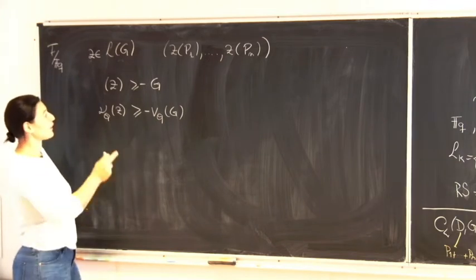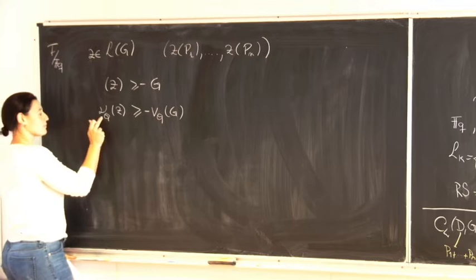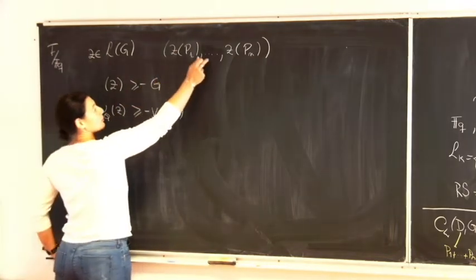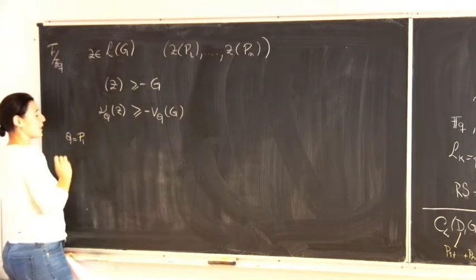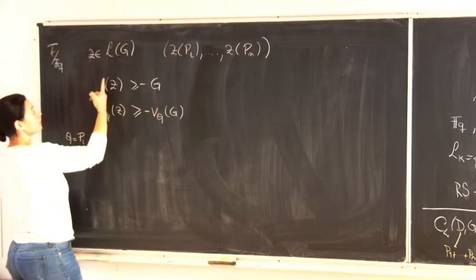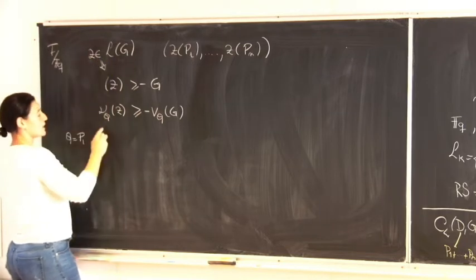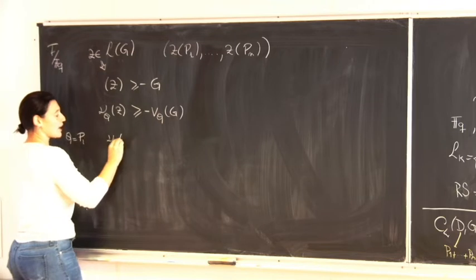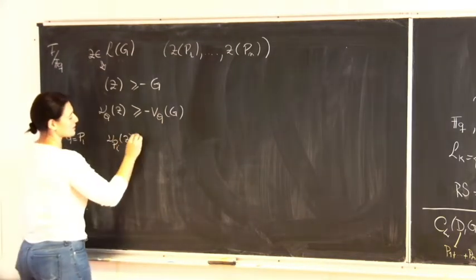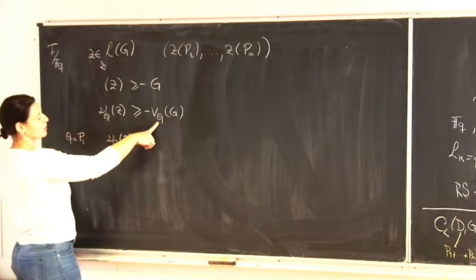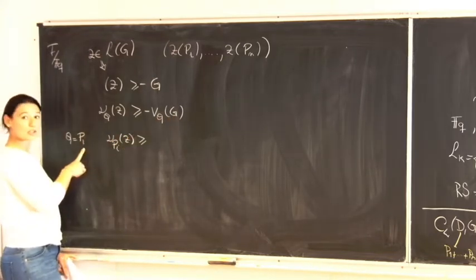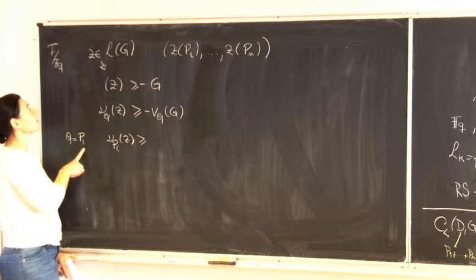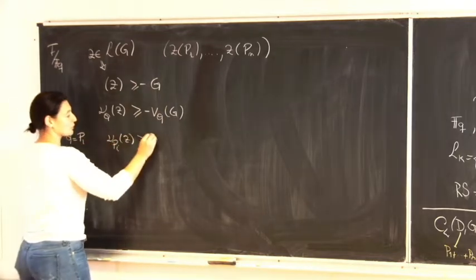And so if I choose this place to be one of the places in the evaluation set, if Q is equal to some P_i, what I have from this condition is that the valuation at P_i of z is bigger or equal than minus the valuation of this place on G. And since P_i is not contained in the support of G, this valuation is 0.